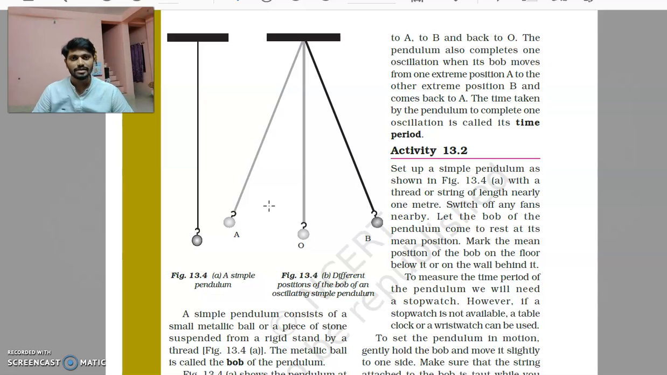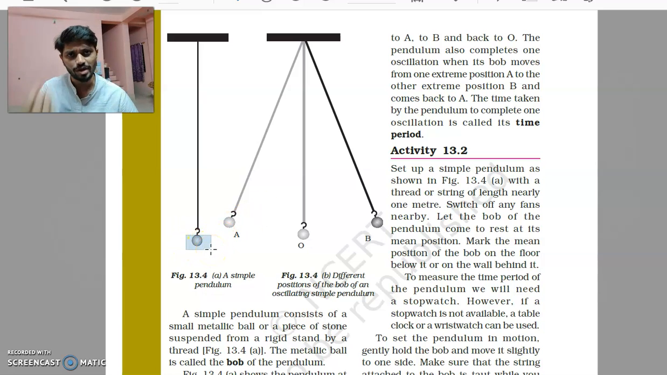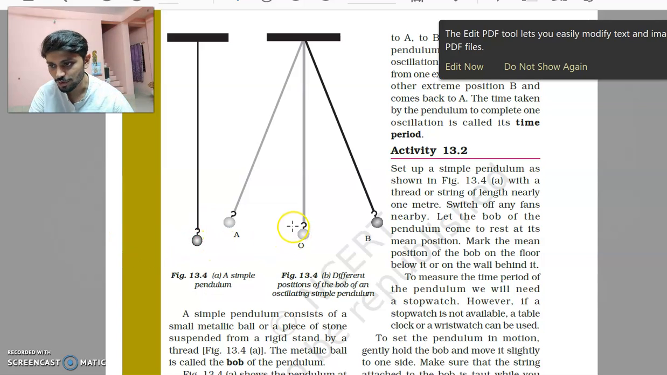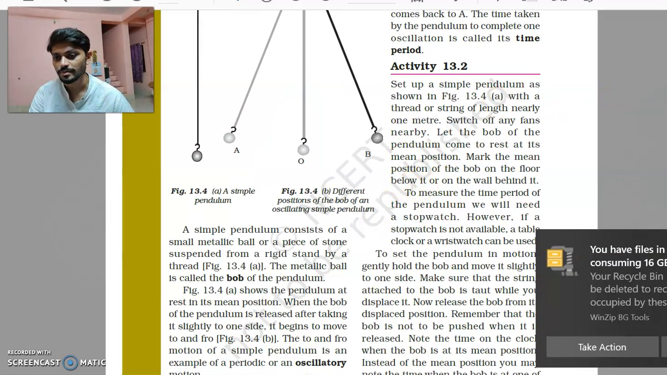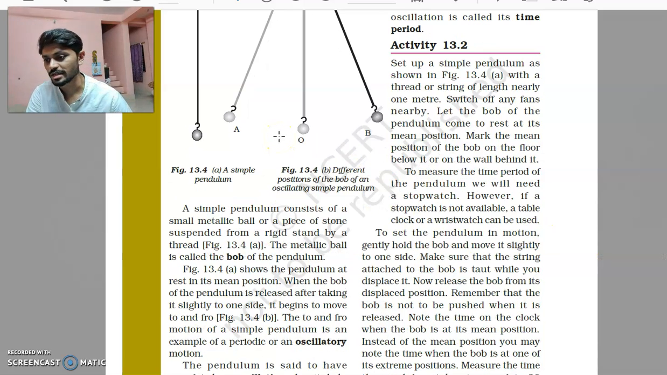Until when? Until it finally comes to rest. What is that rest position? The place from where we started, after some time it will come back to that same place. This position O is called the mean position.